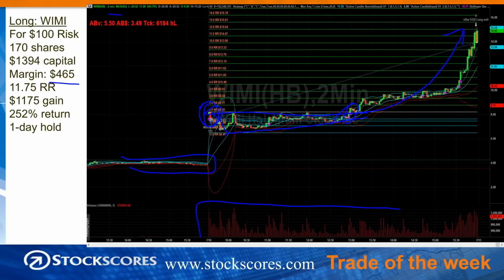And because the stock ended the day at a risk-reward multiple of 11.75, that means a multiple of this amount right here. You can see each one of these lines is a multiple of risk. That meant a $1,175 gain on capital required of $465, which is an awesome 252% return on a one-day hold. Don't get them that often like this, but WIMI was just an extremely abnormal, extremely liquid stock, made a great move on Friday. And the best news is we caught it early with the Stockscores Action Candle.